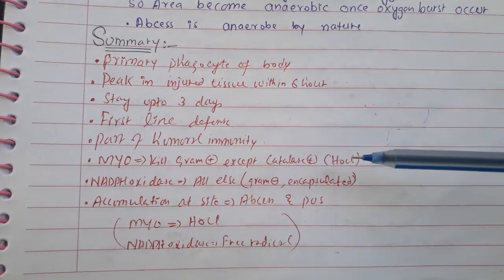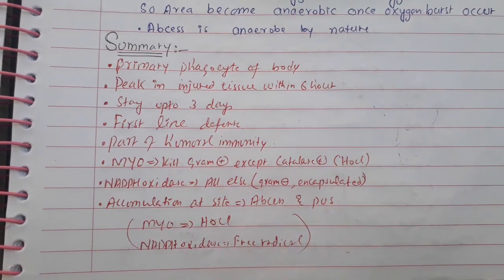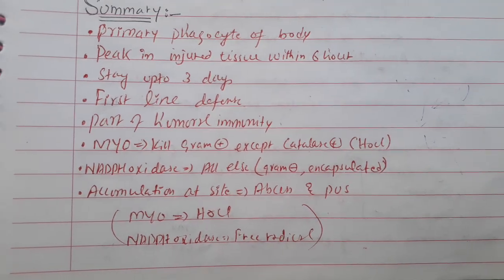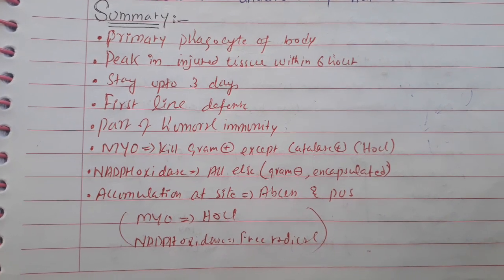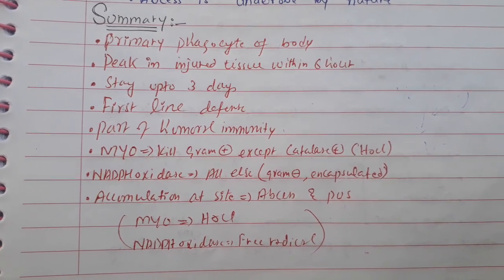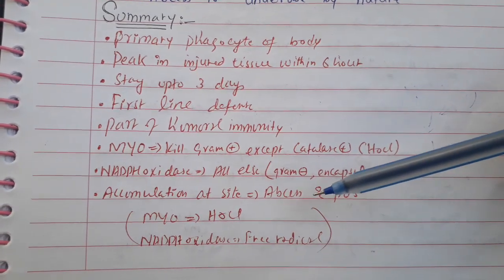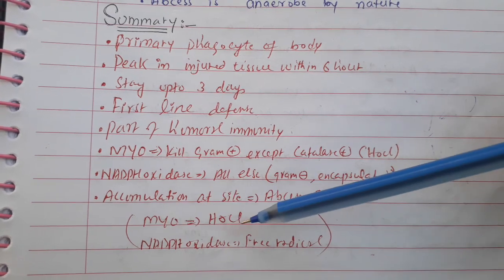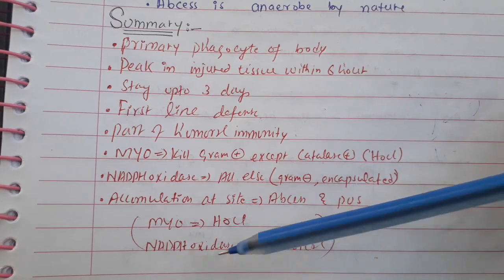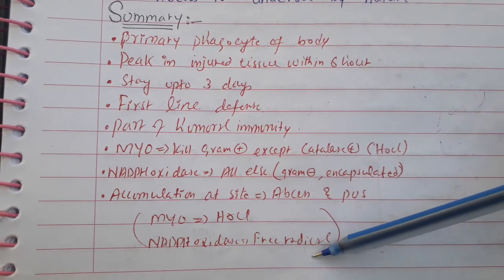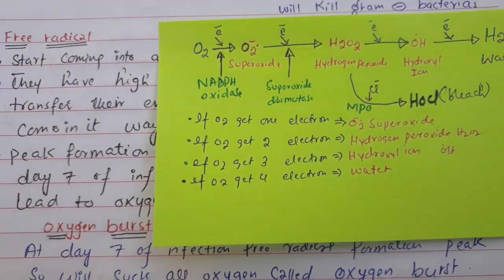The myeloperoxidase enzyme produces HOCl, and they can kill gram-positive bacteria, except the catalase-positive bacteria. NADPH oxidase can kill all cells. They can kill gram-negative bacteria, encapsulated bacteria, and catalase-positive bacteria. Neutrophil accumulation at the site is going to form abscess and pus, okay? Myeloperoxidase is going to form HOCl, and it can kill gram-positive bacteria except catalase-positive bacteria. And NADPH oxidase can produce free radicals, and they can kill anything else, okay? So, hope you will remember it now.